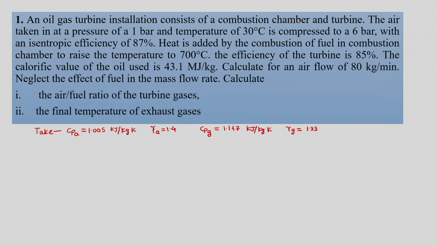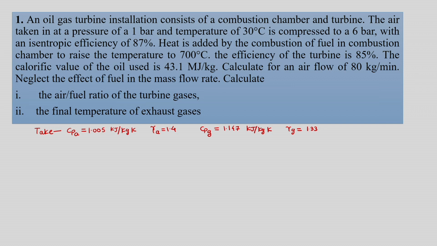The first example states that an oil gas turbine installation consists of a combustion chamber and turbine. The air taken in at a pressure of 1 bar and temperature 30 degrees Celsius is compressed to 6 bar with an isentropic efficiency of 87%. Heat is added by combustion of fuel in the combustion chamber to raise the temperature to 700 degrees Celsius. The isentropic efficiency of the turbine is 85%. The calorific value of fuel is 43 megajoule per kg.